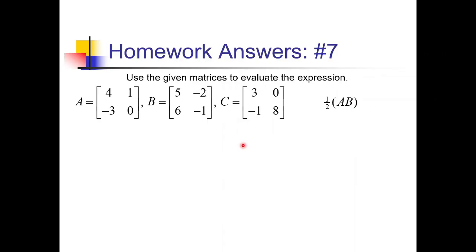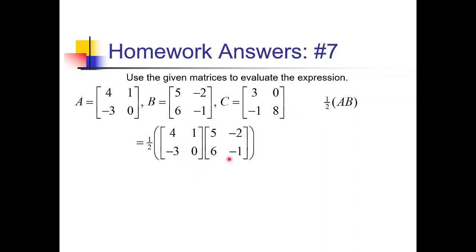For the next couple problems, we're being given these three matrices, A, B, and C, and we're evaluating an expression with those. So this time around, we've got 1/2 times AB. So let's just start by actually replacing these with the matrices that they represent. So this is 1/2 times the A matrix times the B matrix.